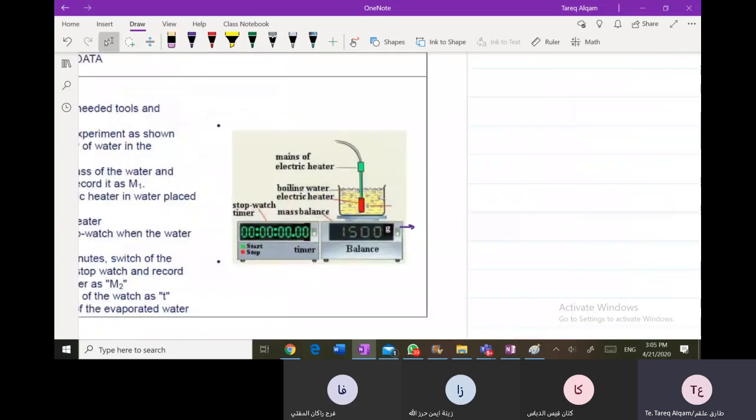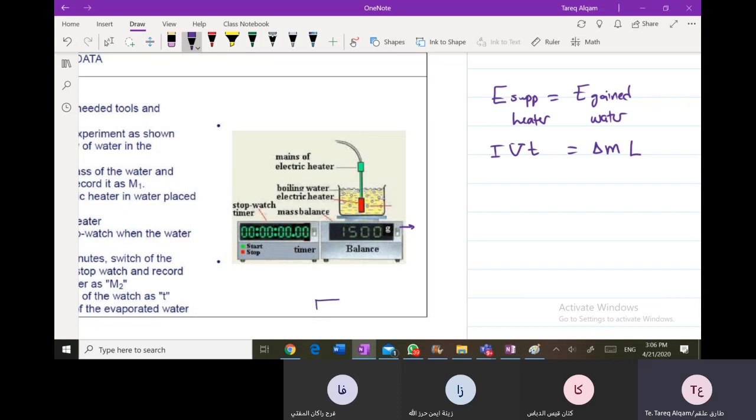Here again, guys, energy supplied equals energy gained by the boiling water. Here IVT is equivalent to change in mass times L. I discussed why we have to record the change in mass.